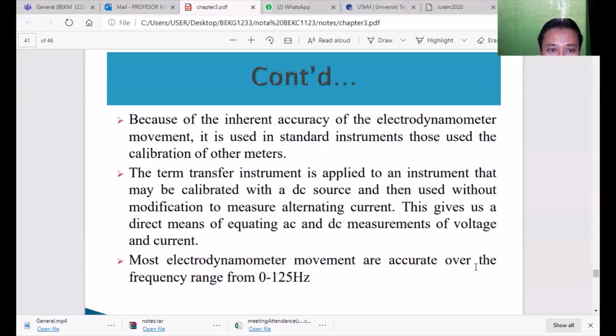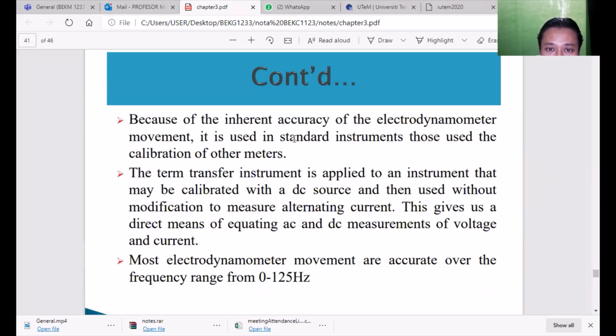Because of the inherent accuracy of the electrodynamometer movement, it is used as a standard instrument, used in the calibration of other meters. One of the advantages of the dynamometer is the accuracy. That's why we can use this electrodynamometer as the standard to measure other instruments.